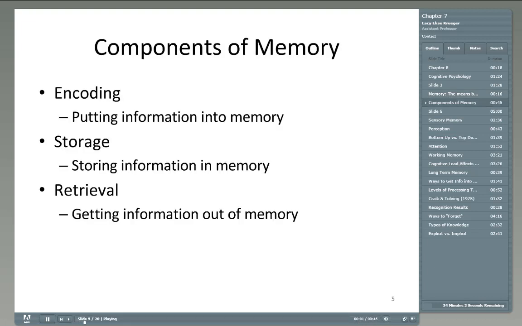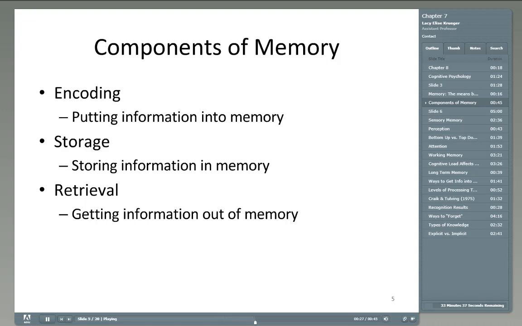There are three components of memory. There's the encoding, which is putting information into memory. Think about it in terms of a Word document. As you are typing in those letters and the words, you're putting information into that Word document. So you're putting information into the Word document, and let's think of that as memory.